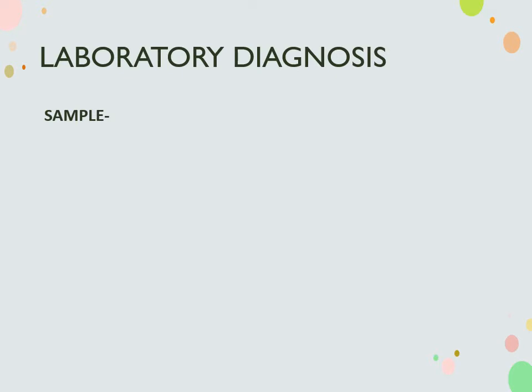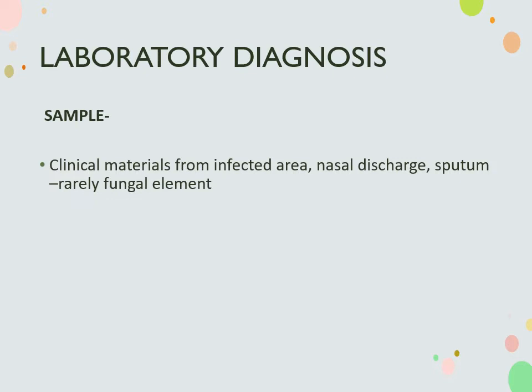So when we are talking about how to diagnose a case of mucormycosis, the most common type we are facing during this COVID infection is rhinocerebral mucormycosis. Pulmonary mucormycosis and other types are not so common in COVID infection. So what can be the sample? That is the clinical material we get from the infected area, like nasal discharge, any brownish discharge coming from the nose, or sputum.